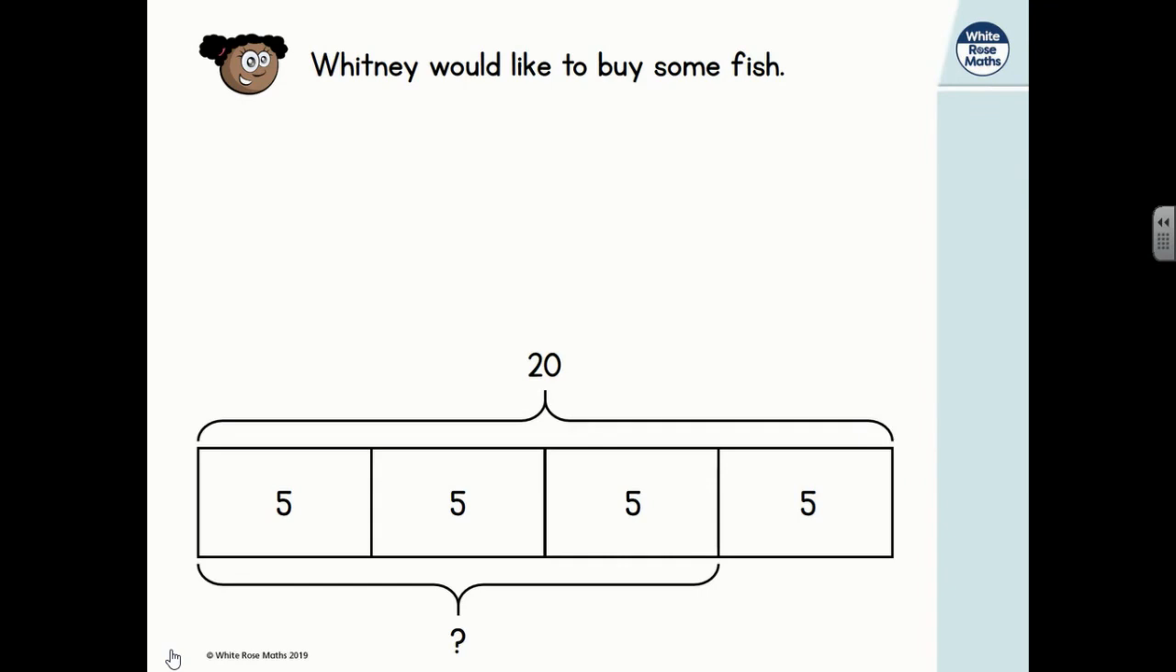What calculation do I need to do to find 3/4 of 20? Yes, there's 2. I could do 5 and 5 and 5. That would give me 15. Or I could do 3 times 5, or 3 lots of 5, which is also 15. Is that what you thought?